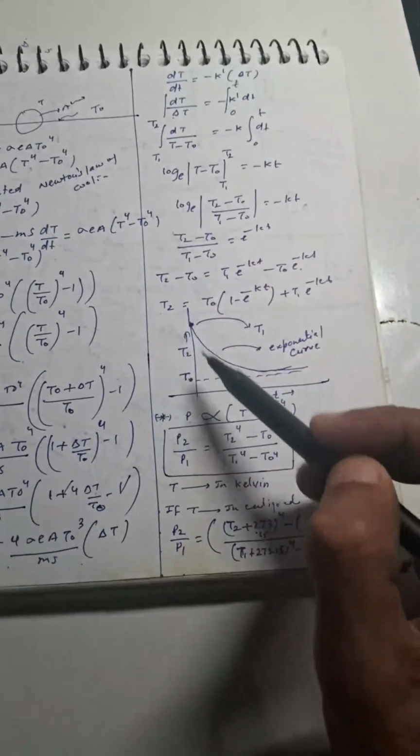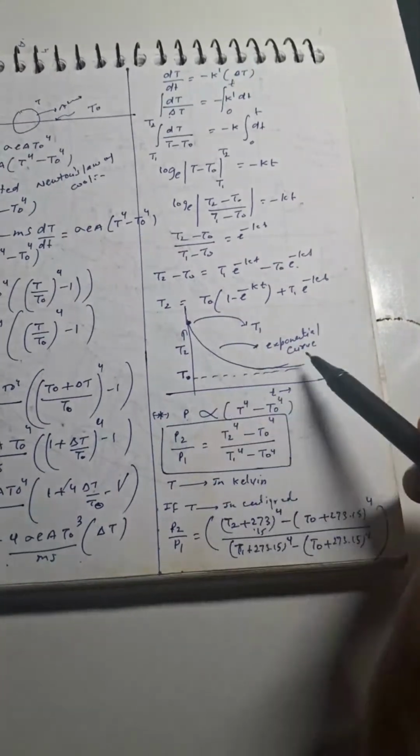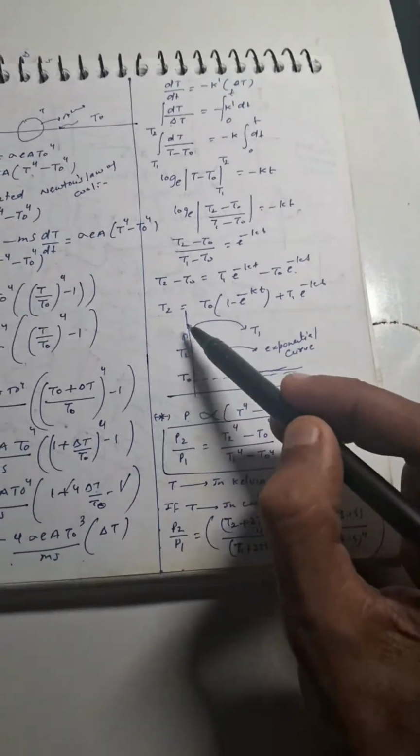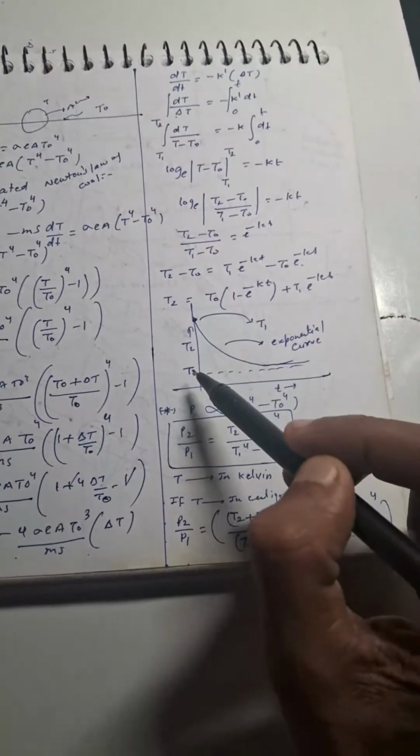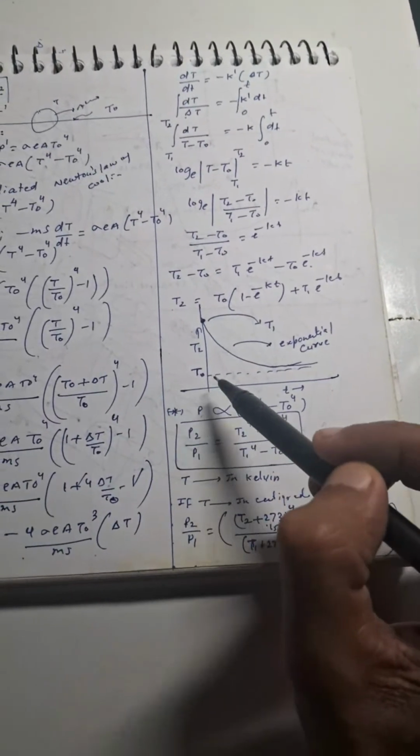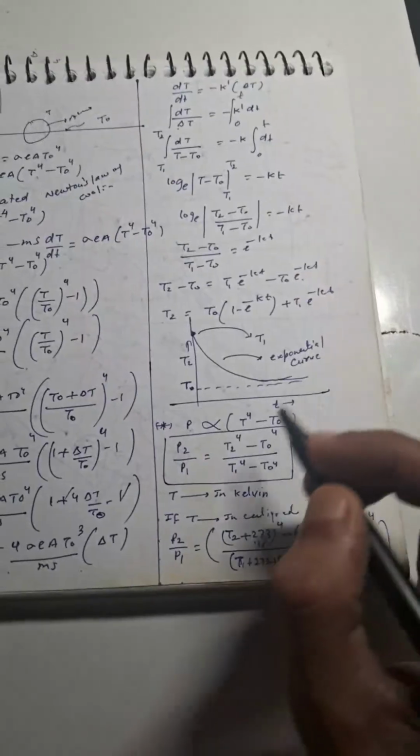If we analyze the graph, that will be an exponentially decreasing curve like this. So initially temperature will be T1 and after a long time the temperature will become equal to the temperature of the room, which is T0. So this is what we can analyze.